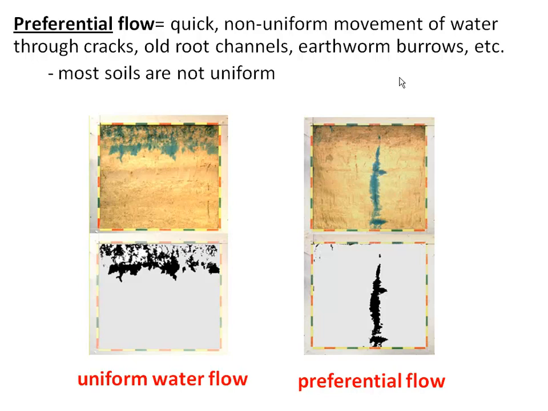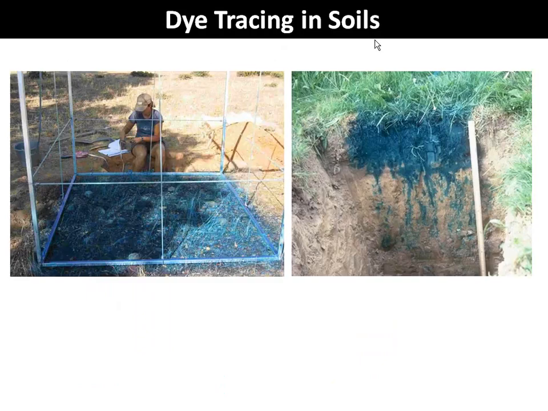Most soils are not uniform. We're either going to have root channels or earthworm burrows. The more earthworm burrows and root channels you have, the more opportunity you have for preferential flow. This is a picture of a dye tracing experiment. The dyes are non-toxic. They're pretty fun to work with.